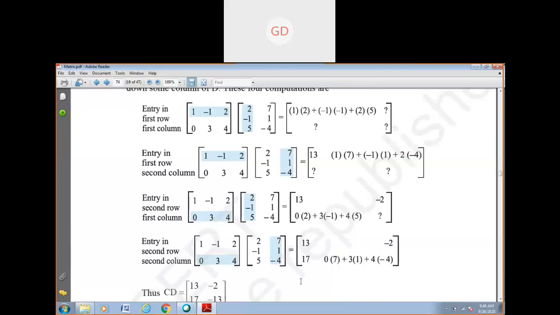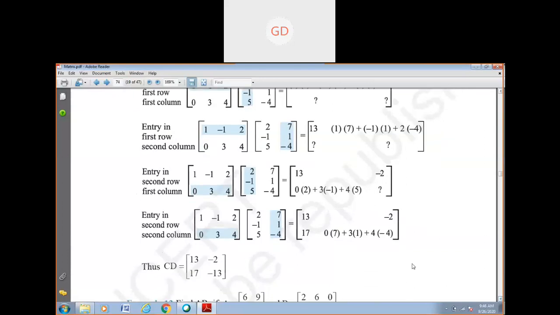If we multiply by the second row, we will have the elements of the second row. If we multiply by the first row, we will have the elements of the first row. So 0 into 7, 3 into 1, 4 into minus 4 gives us the last element, minus 13. So C into D, the result is this one: 13, minus 2, 17, minus 13. This is the result of multiplication of the matrices C and D.